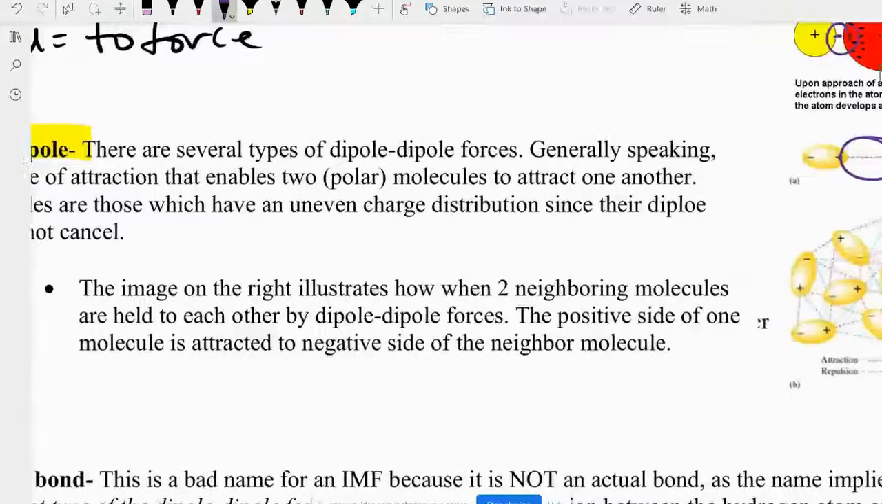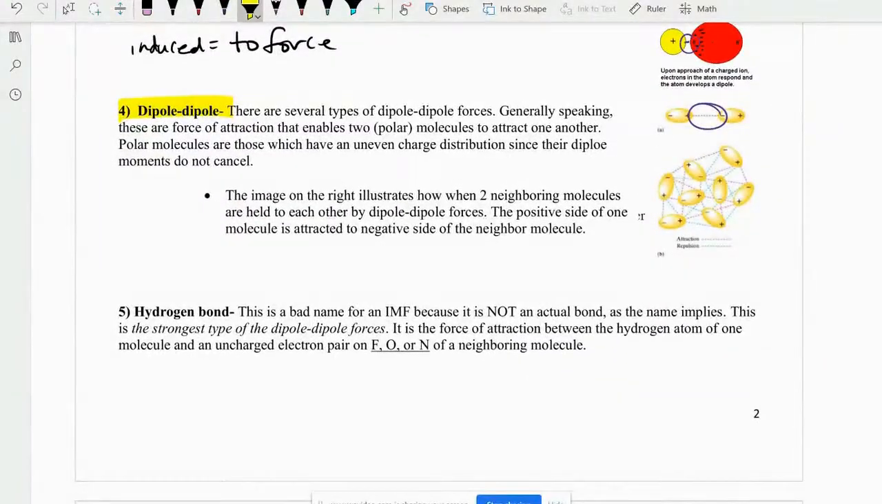Now, the strongest IMF of all is a type of dipole-dipole. And this is what we call a hydrogen bond. Now, if I could change anything in chemistry, I would rename this. Hydrogen bond is going to serve to confuse you because you're going to think this is an actual bond. I'm going to let you know right now, this is a really bad name for this IMF because it's not a bond. It's an intermolecular force. So a hydrogen bond, an intermolecular force, is not the same as a bonded hydrogen.